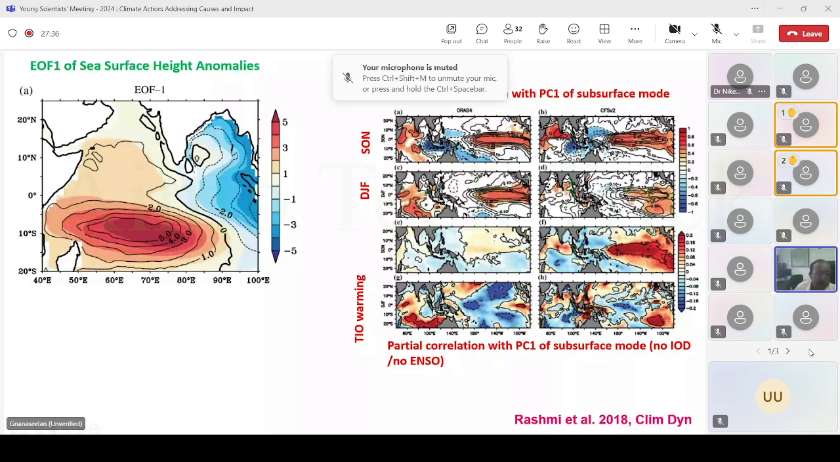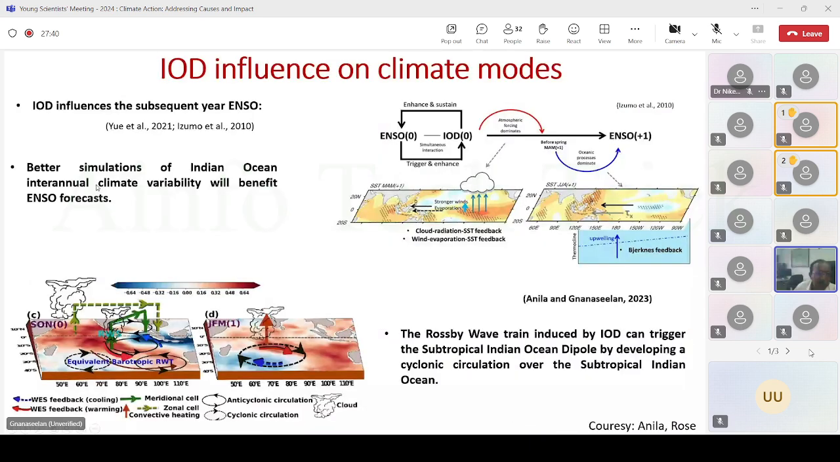And the IOD can also influence other climate modes such as ENSO. In the positive phase of IOD, you have large subsidence in the eastern regions that can trigger westerly winds, and that can enhance and sustain the ENSO. So like ENSO can trigger and enhance IOD, the IOD can also enhance and sustain the ENSO.